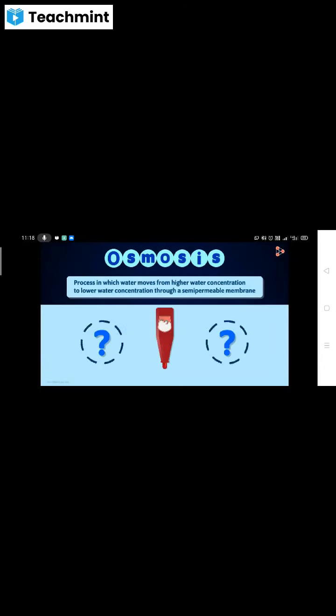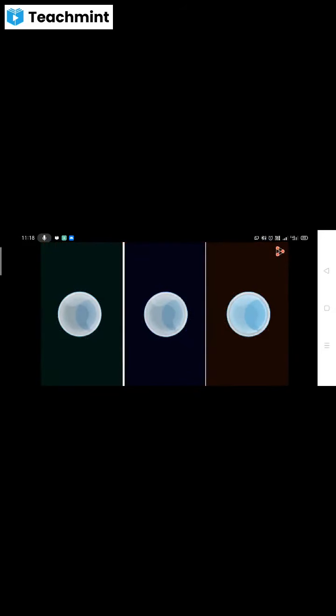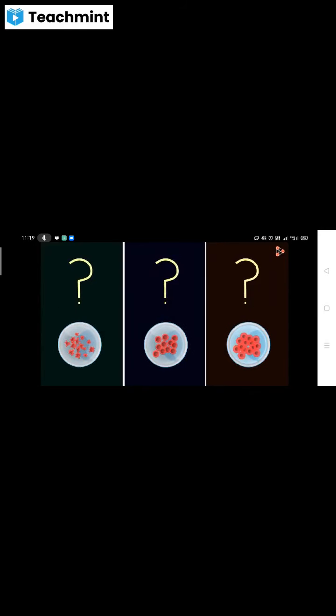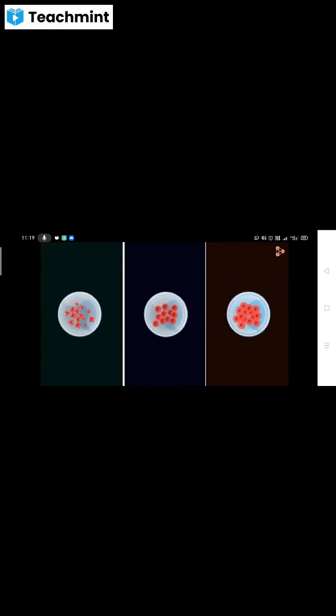This osmosis is affected by the solutes present in the solutions. Let's do one experiment. Take three different plates. Here these are three different types of cells. In the first plate the cells will shrink, in the second they remain as they are, and in the third the cells will swell.